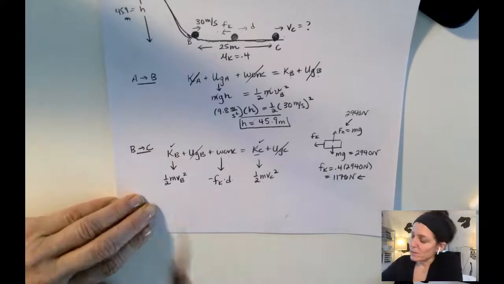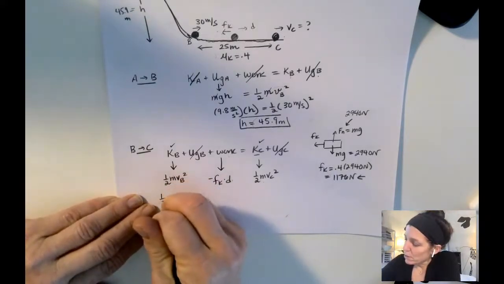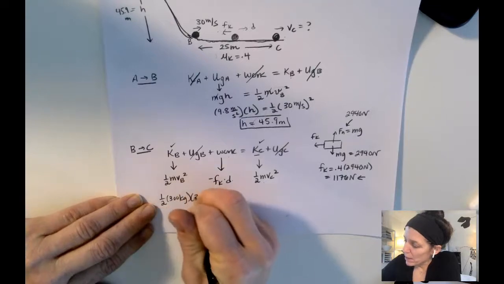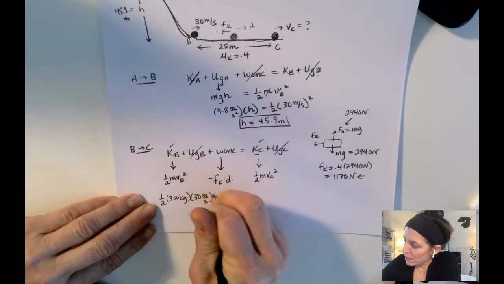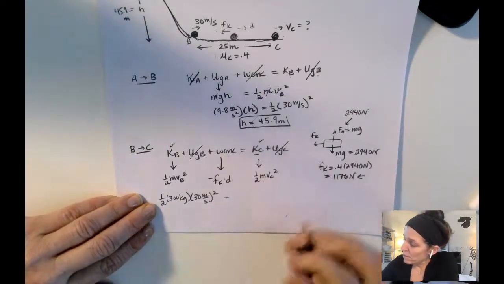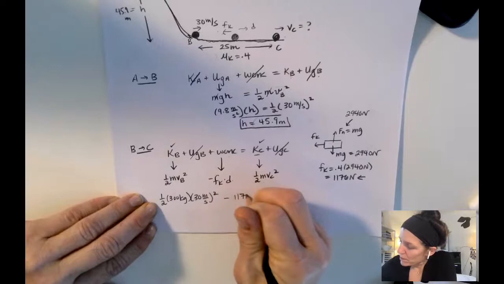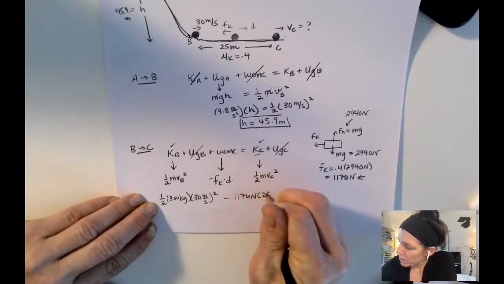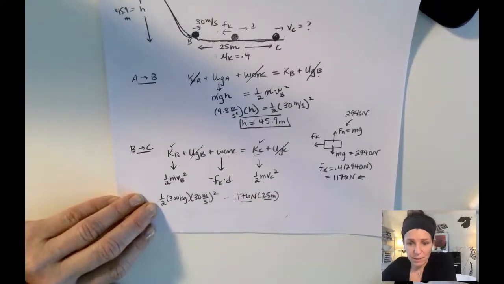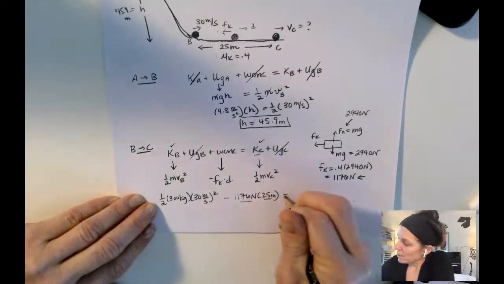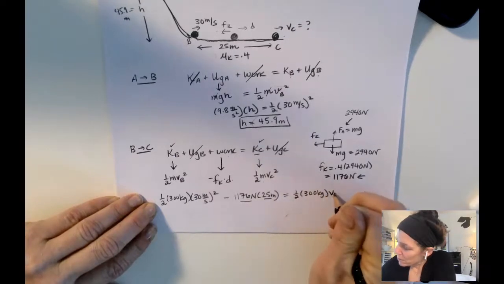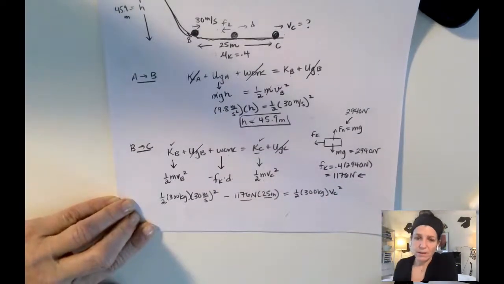Let's plug in all our numbers and see how it works. 1/2 times 300 kilograms times 30 meters per second squared, minus work. So 1176 newtons times 25 meters, force times distance is work, equals 1/2 times 300 kilograms times V at C squared.